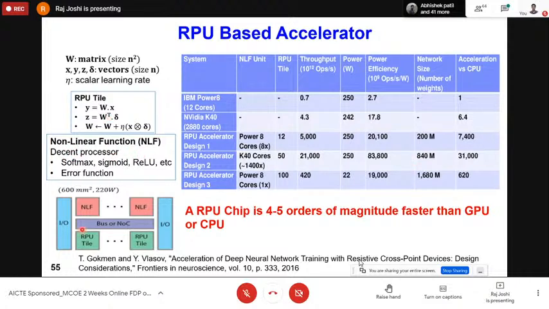So this is the RPU module here, which is shown. It uses all these methods: forward propagation, backward propagation, weight updates, all kinds of things. And this RPU chip is 4 to 5 orders of magnitude faster than GPU or CPU. These are the authors, Gokmen and Vlasov, who have published these results.